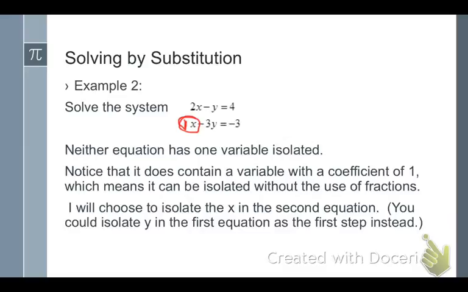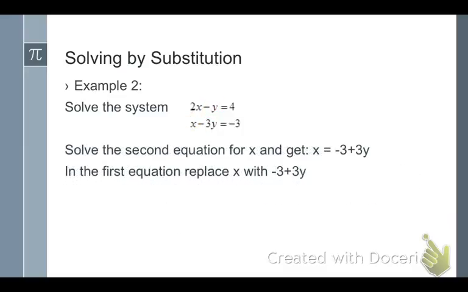Now you could instead isolate this y, but you're going to have to end up dividing by a -1 when you're done. But that actually doesn't give you fractions to work with, so that would be an option. But I also want to show you that you don't always have to isolate a y. You can isolate an x. That's done on the next slide here. So this second equation gets rearranged into this.